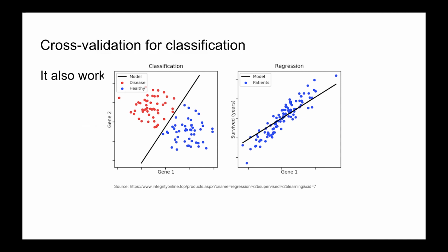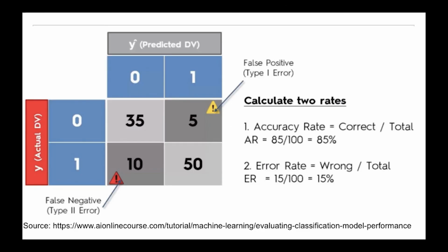Cross-validation also works for classification. Think about logistic regression, where you are predicting 0 or 1, no or yes. It works in the same way, only you change the mean squared error into test error. When your response variable is just 0 and 1 values, your model's predictions will also be 0 or 1.